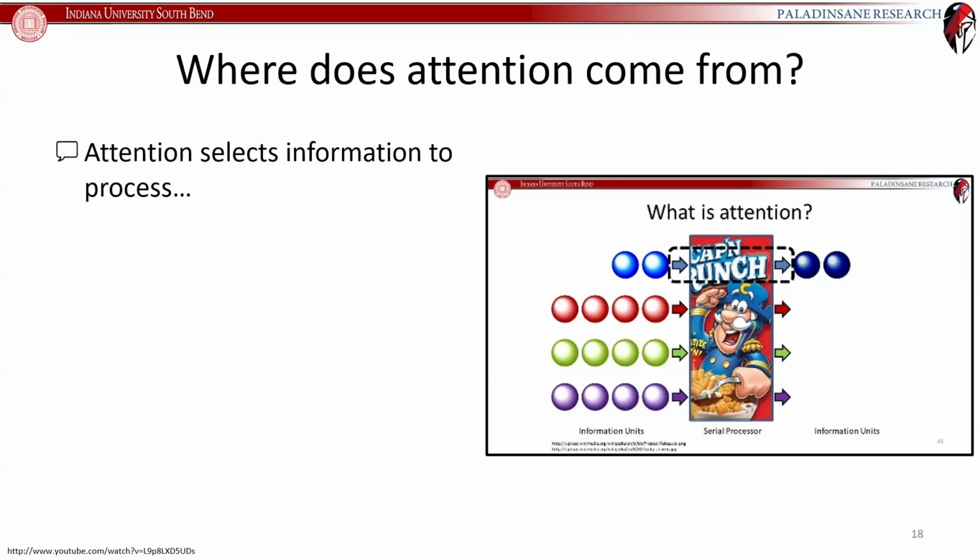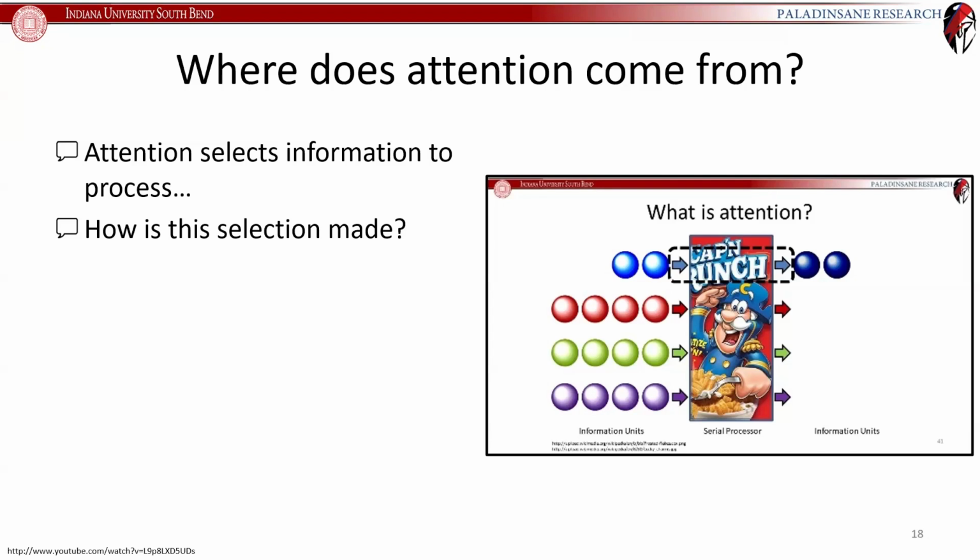So where does our attention come from? How do we select information that is going to be processed? Well, one of the best examples of the two sources of attention comes from a movie called The Matrix. So I love The Matrix. It's one of my favorite movies of all time. I do realize that it came out in 1999, so it might be a little bit before everybody's experience here.